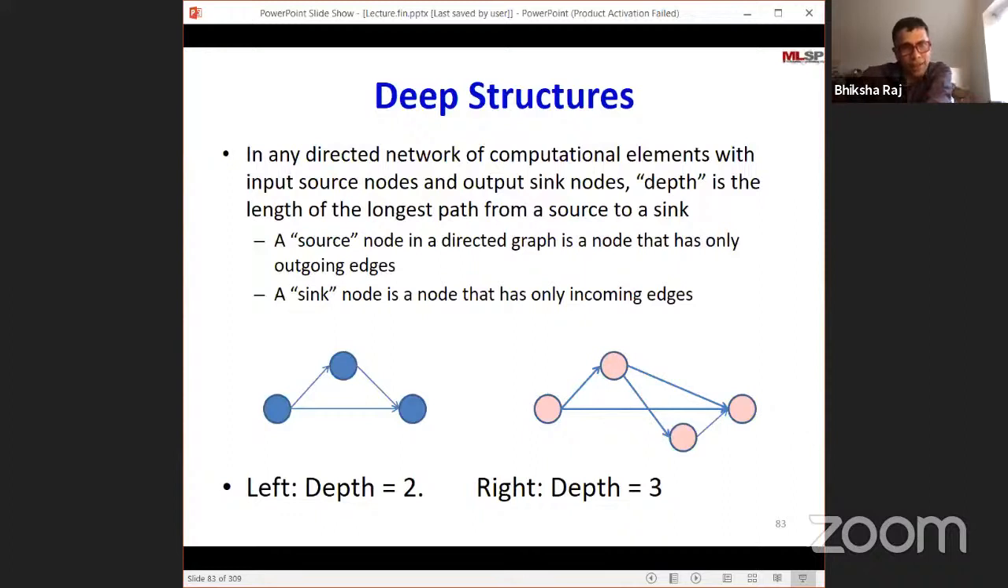Let's define those. In any directed network of computational elements, with an input source and an output sink node, the depth is the length of the longest path from source to sink. So here, for example, in this graph, there's a path of length 1 from source to sink, but there's also a path of length 2. So the depth is 2. Here, there's a path of length 1, a path of length 2, and a path of length 3. So the longest path has length 3. The depth here is 3.